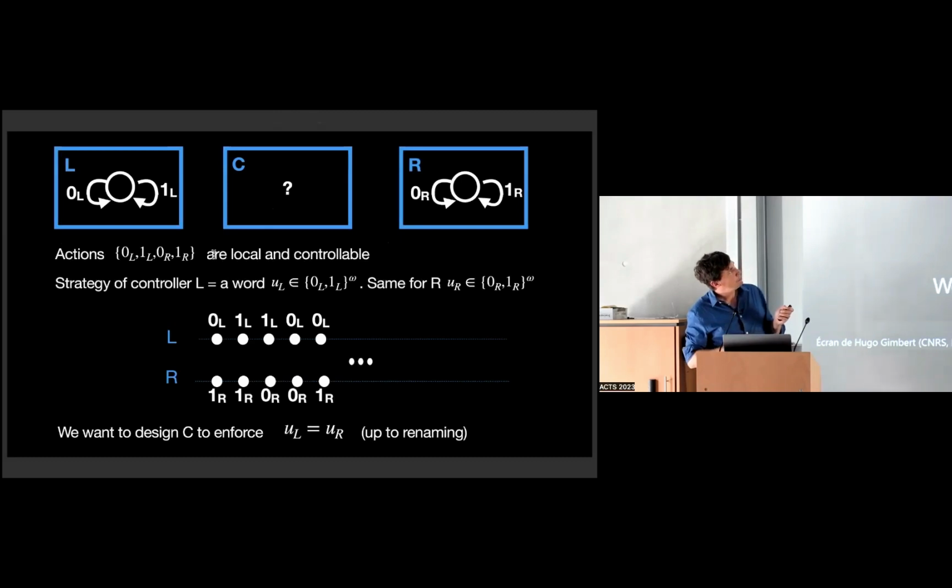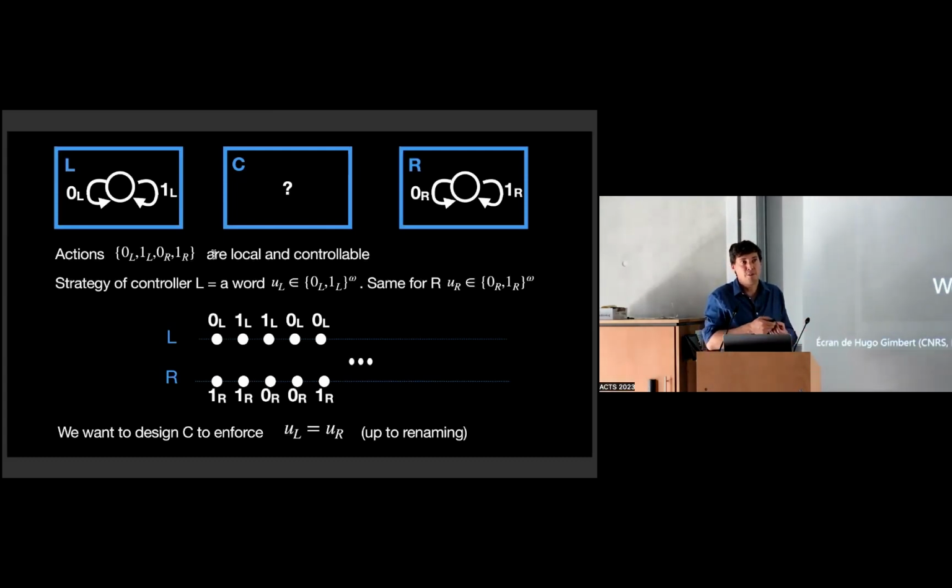So now for a few slides, we will stick with this example where I have a left process, a right process, and a controller in the middle. And we will progressively create the controller together. So those actions 0L, 1L, 0R, 1R are controllable. You see that those processes are very simple. They're just one state. And so the strategy of a local controller is just a word, actually, because the controllers of L and R just see what happens locally. They just observe their own actions, and that's it.